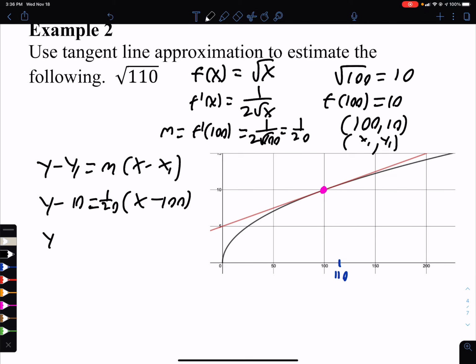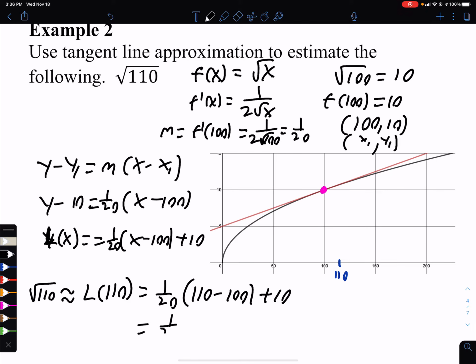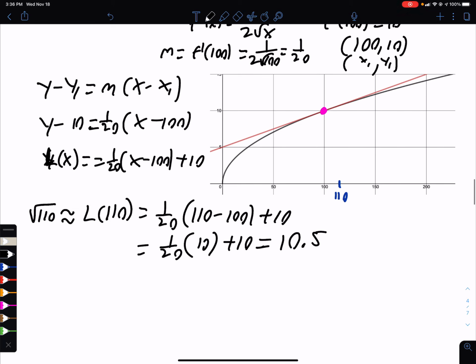So here is my equation for, I'll call it, my linear approximation. It's 1/20th (x minus 100) plus 10, because all I did is add that 10 to the other side. So the square root of 110 is approximated by L of 110, which is 1/20th (110 minus 100) plus 10, which is 1/20th of 10 plus 10, which is 10.5. That is my approximation. Okay?